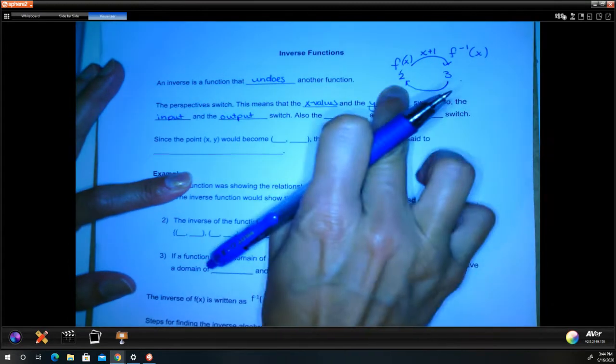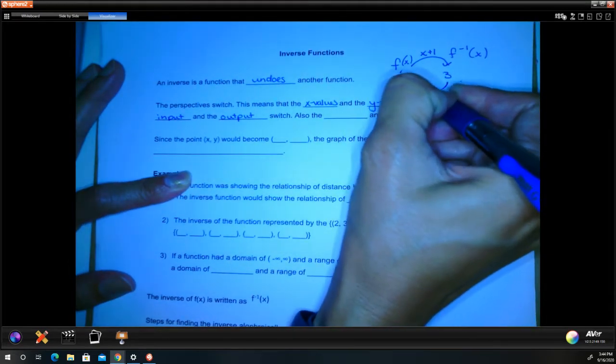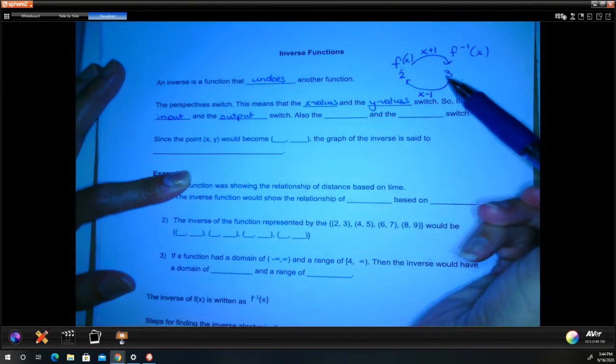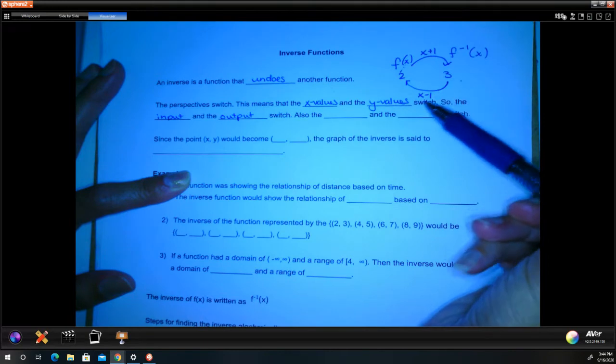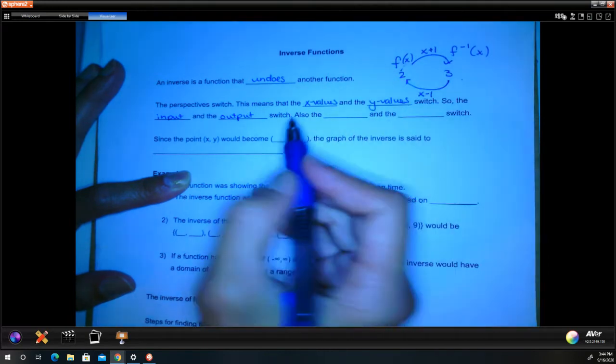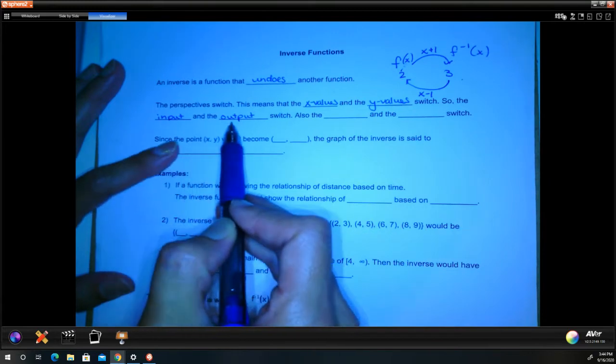If I want to undo plus 1, I would say minus 1. So my inverse function would just undo this one added 1. To undo it would be to subtract 1. So x values and y values switch. So the input and output switch.